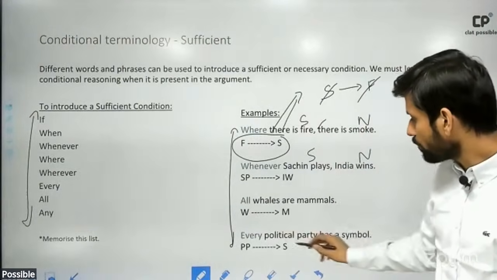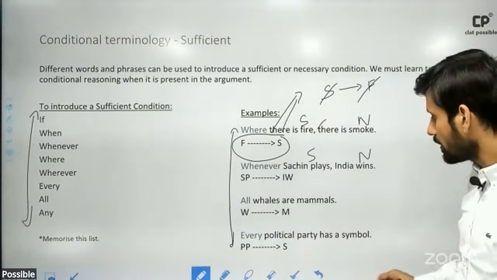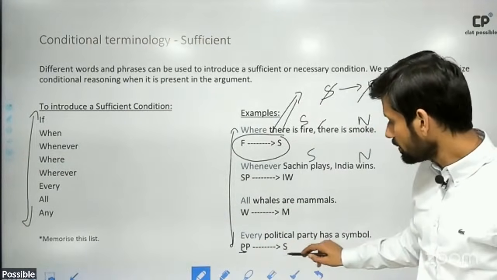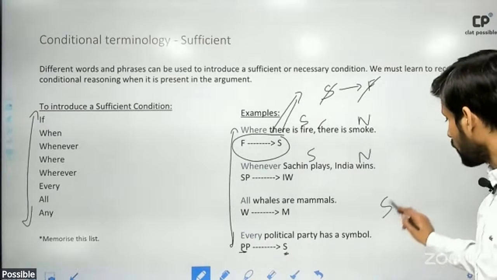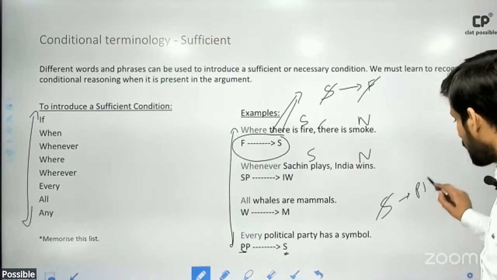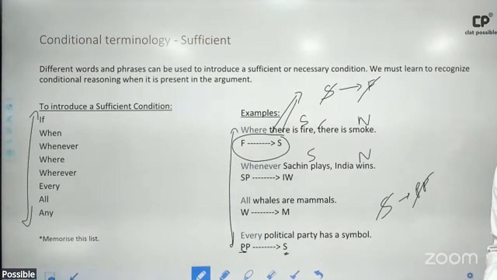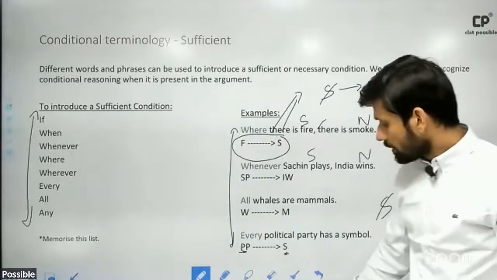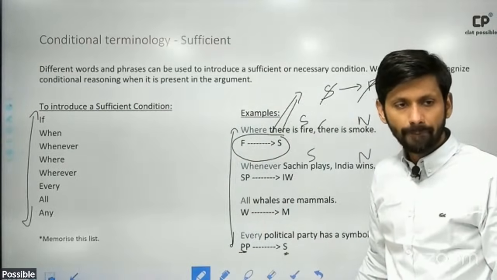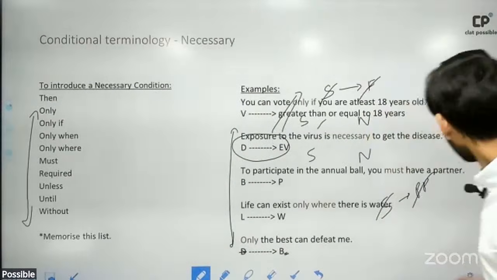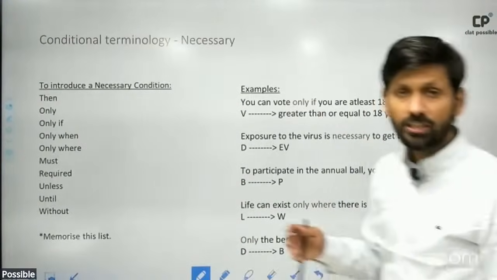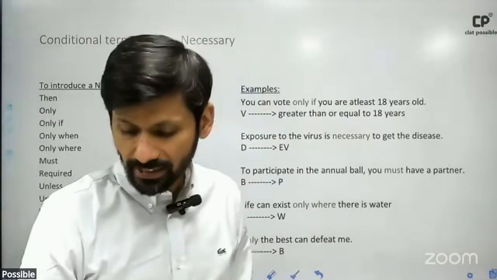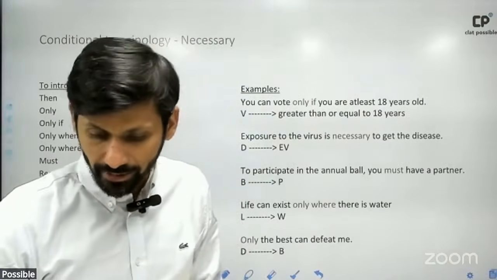और something like every political party has a symbol, right? So political party sufficient, symbol necessary on the right. इससे और क्या follow कर रहा है? No symbol, not a political party. Okay. And yes, there is a necessary list also, which is this one. तो sufficient वाले words sufficient condition introduce कर रहे थे, necessary वाले words necessary वाली condition introduce करेंगे.